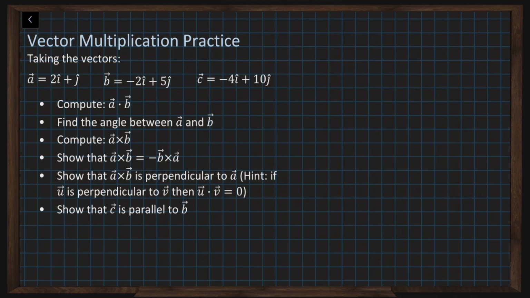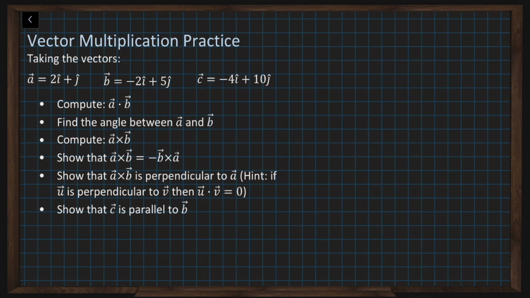We're taking the vectors a equal to 2 times the unit vector i plus 1 times the unit vector j, and b equal to minus 2 times the unit vector i plus 5 times the unit vector j. And then we have the third vector c, which is equal to minus 4 times the unit vector i plus 10 times the unit vector j. Given these vectors, we have to compute a dot b, or the scalar product of a and b.